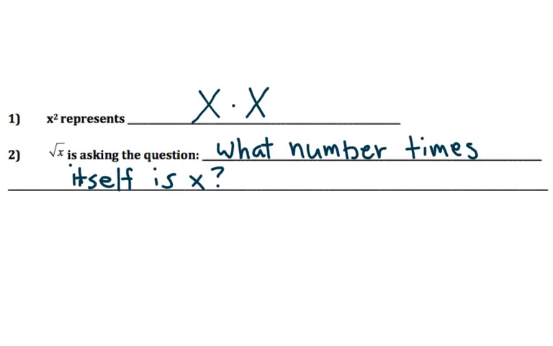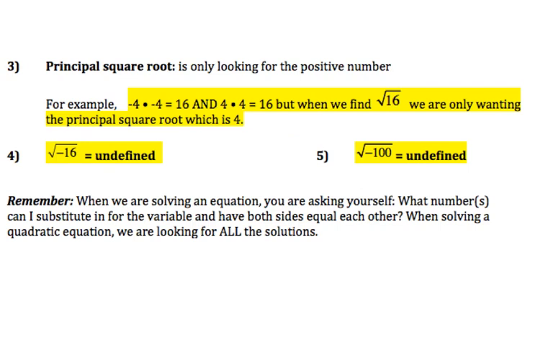So again, what number times itself is x? Number 3, principal square root is only looking for the positive number. So below you see this example. -4 times -4 is 16. But we also see that 4 times 4 is 16. But when we find the square root of 16, or we're evaluating the expression square root of 16, we are only wanting the principal square root. So we only write 4.